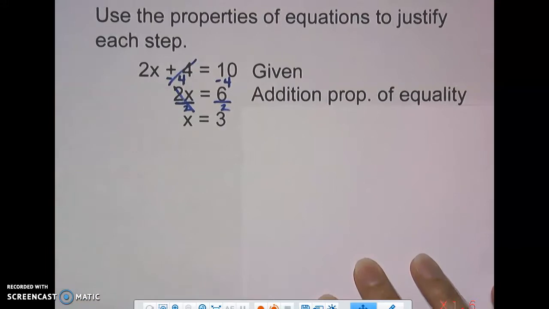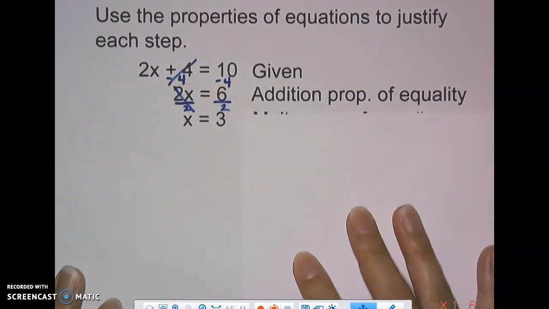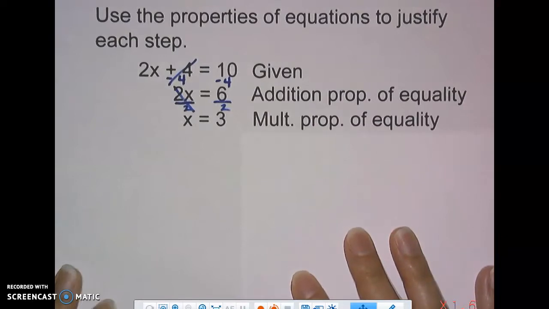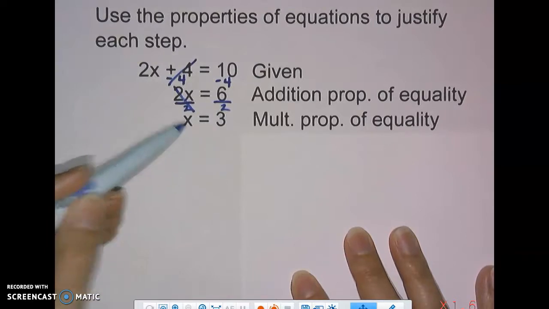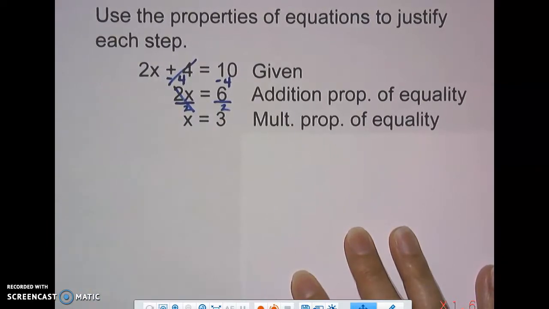Again, we used division there, but that does not mean the division property of equality. We are going to use the multiplication property of equality. So there is our answer of x equals 3. So that's how these questions work. They give us a problem, they give us all the work, and we have to justify the steps that were taken to solve that equation.